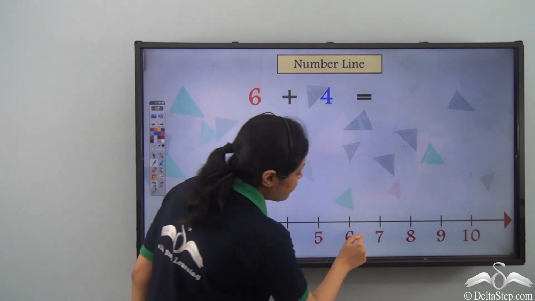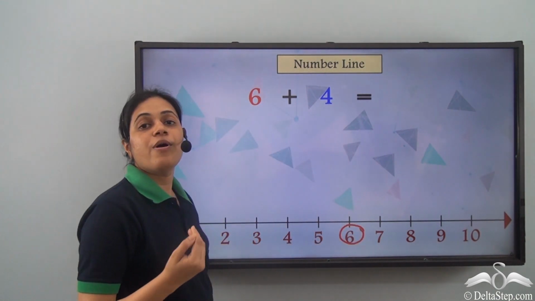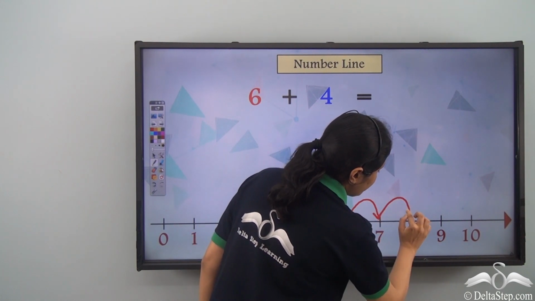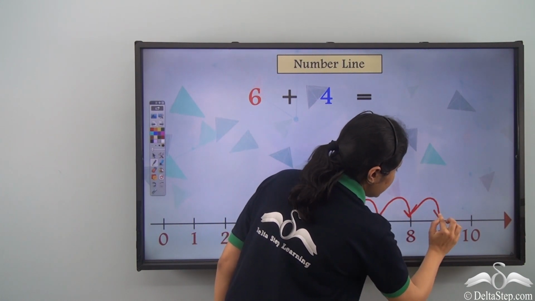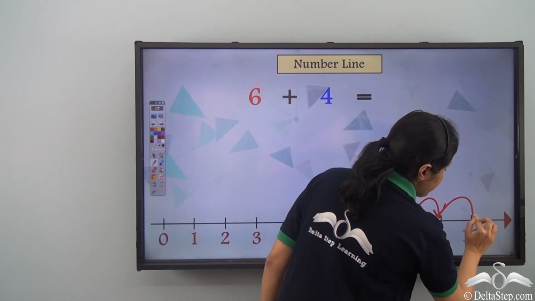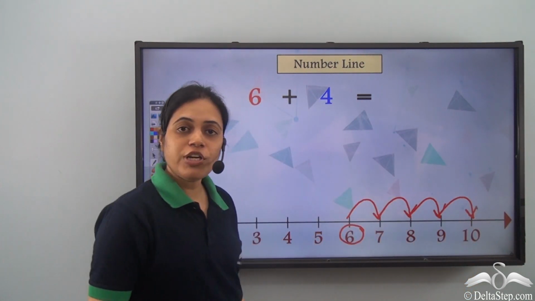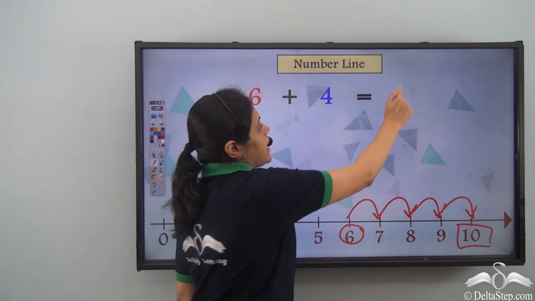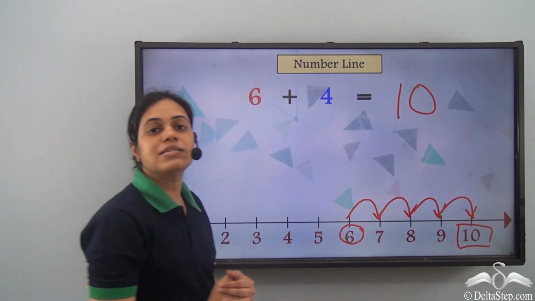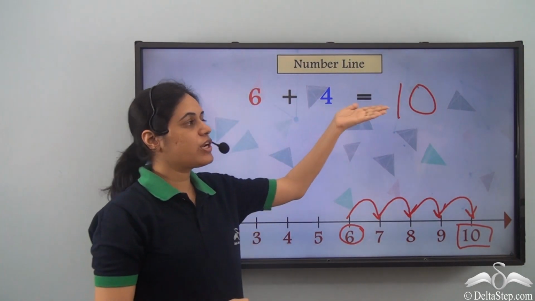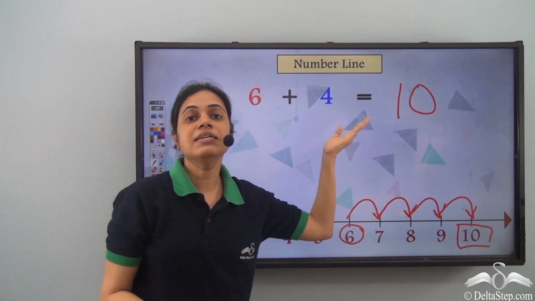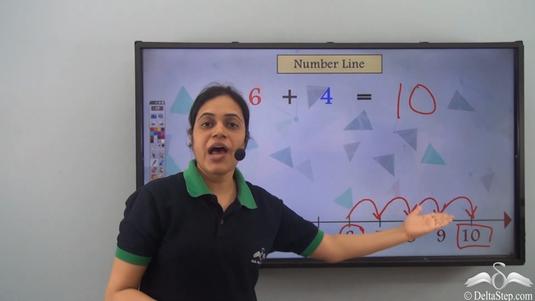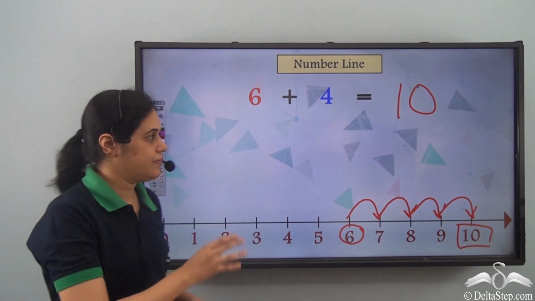Once again, I start from 6 and I hop 4 times. 1 time, 2 times, 3 times, 4 times. With 4 times, I come to 10. So 10 is my answer. So 6 plus 4 gives me 10. 10 is the sum or the result of addition. So I hop to the right because I am adding.